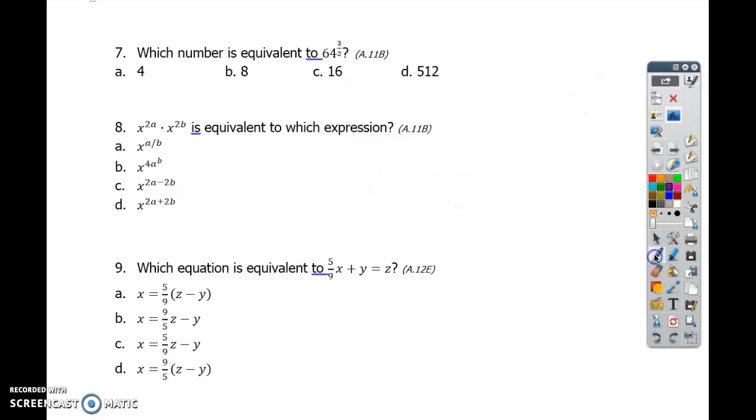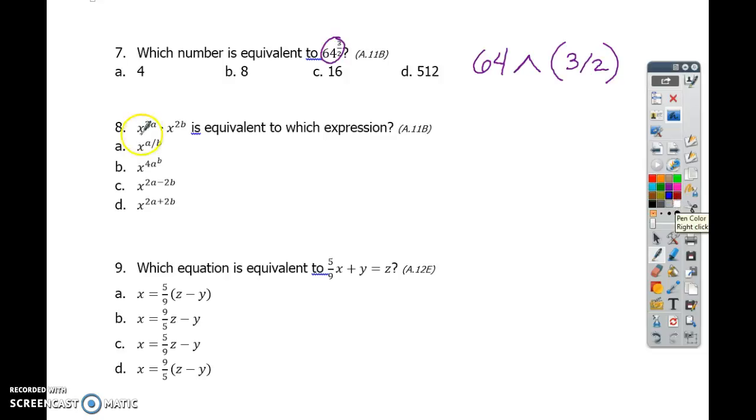On problem number 7, the only thing I want you to do is put this in the calculator. So in the calculator, you would put 64 to the power of 3/2. And that's going to give you the answer. So I'll let you do that on the calculator so that you can get the answer. Problem number 8.